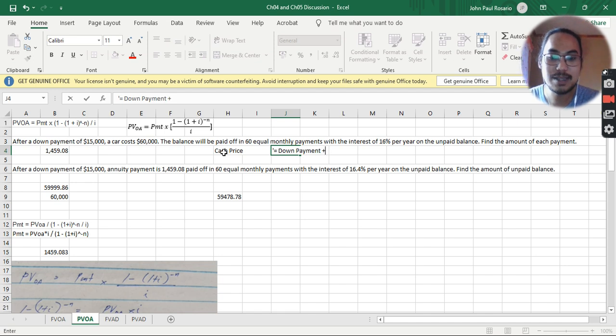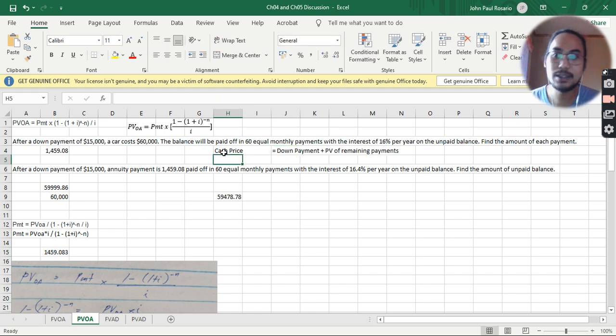Down payment plus the PV of remaining payments. So this is the PV of the remaining payments. In this case, given the PV, we were asked directly what is the size of the payment. This is to allow us to have one problem and then we can discuss everything. So in this case, let's solve for the payment first.